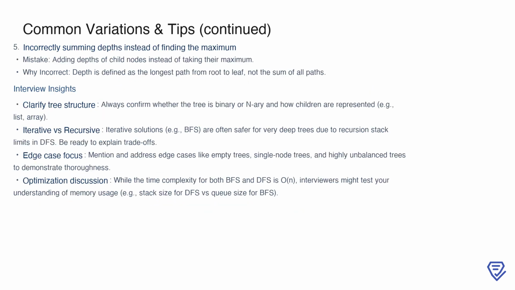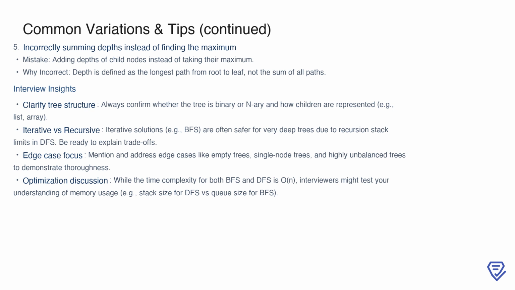Another mistake to avoid is incorrectly summing the depths of child nodes instead of finding the maximum depth. Since depth is defined as the longest path from the root to a leaf node, summing depths will lead to incorrect calculations. Beyond common mistakes, there are also some key insights to keep in mind for interviews. Always clarify the tree's structure with your interviewer. Confirm whether it's binary or N-ary and how the children are represented. This could be a list, array, or another data structure.